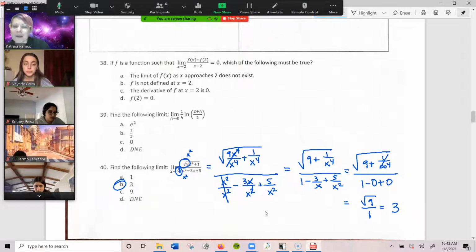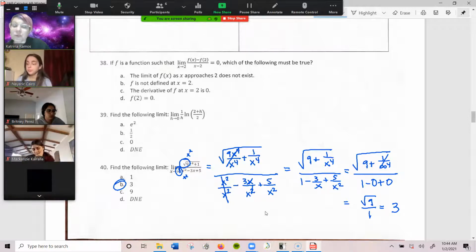Yeah, I just saw it and I was like, I have a feeling. Okay, so here we have 1 over h, the ln of 2 plus h all over 2. Now notice that you have h approaching 0. So this is probably something along the lines of what we were discussing before, where it's probably the limit of the difference quotient.